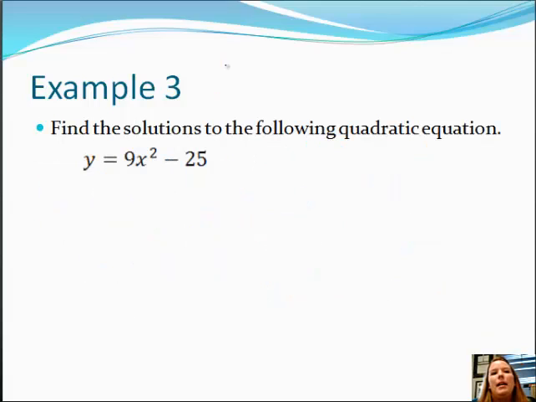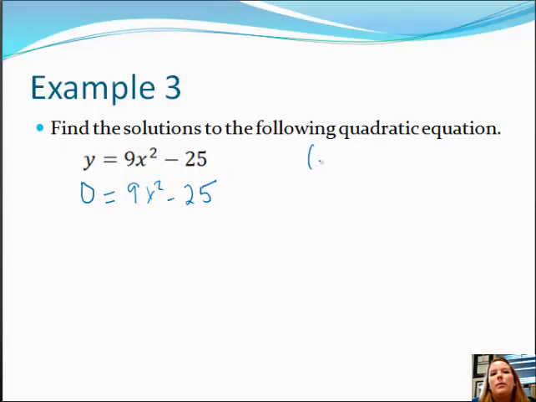together. Now, in this case, our b term is 0. So we know that it's difference of squares. We talked about that the week before Thanksgiving as well. So we're going to do the same thing. 0 is equal to 9x squared minus 25.